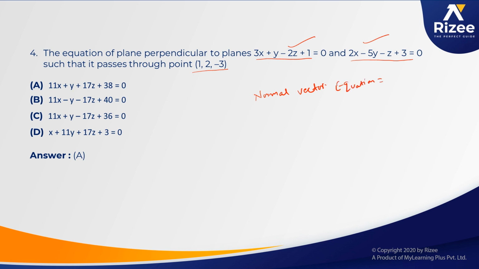We should find out i, j, k. The coefficient of x is 3, y coefficient 1, z coefficient minus 2. For the other plane, x coefficient 2, minus 5, 1, we have obtained a vector equation.